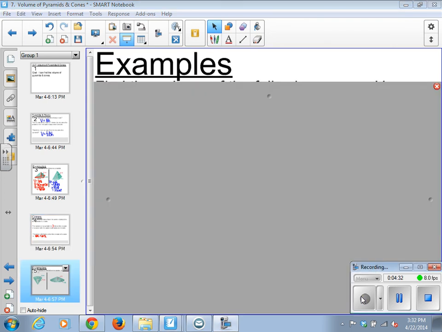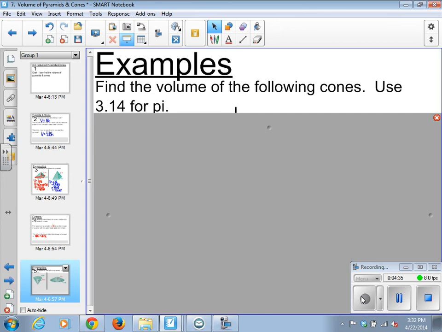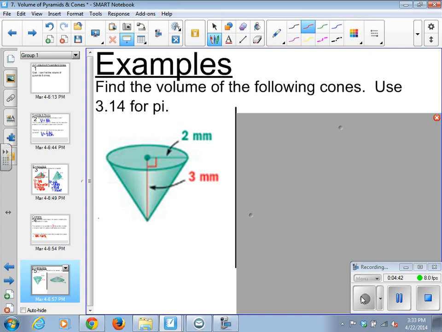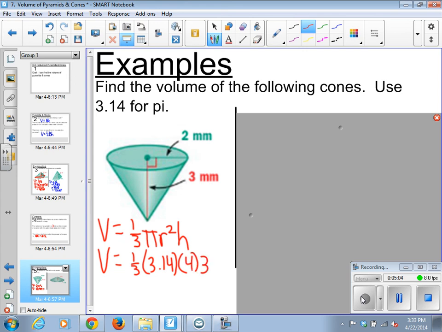So let's try this out. Find the volume of the following cones. We'll use 3.14 as pi. So again, write our formula. V equals 1/3 pi r squared times the height. So we've got 1/3 times 3.14 times the radius squared. Well, the radius is 2. We know that 2 squared is 4, and the height is 3.